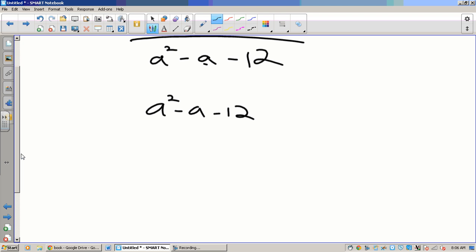Exactly. Okay, so we're multiplying to negative 12 and adding to negative 1. Thank you. Now you're ready to swing away, right? Pitch is coming in. What multiplies to negative 12 and adds to negative 1?